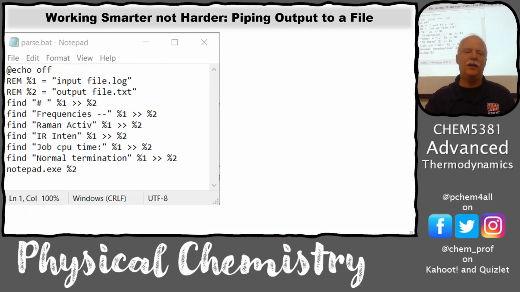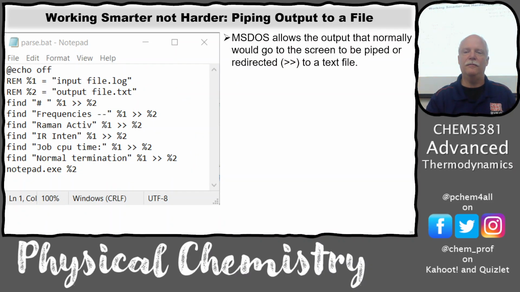Okay, so this is what these things are here. These greater than symbols are redirects. And so I'm saying find this, pound sign with a space. That would be the root card section. And then these are variables. This %1 and %2 are file name placeholders. So it's saying find this string in file 1, and instead of sending it to the screen, stick it in file 2. And so this is the convention.